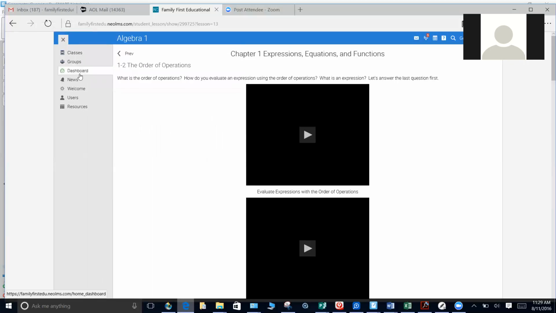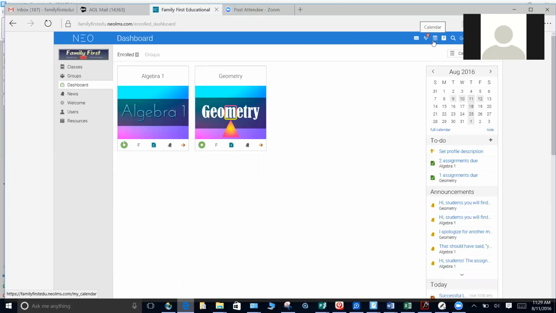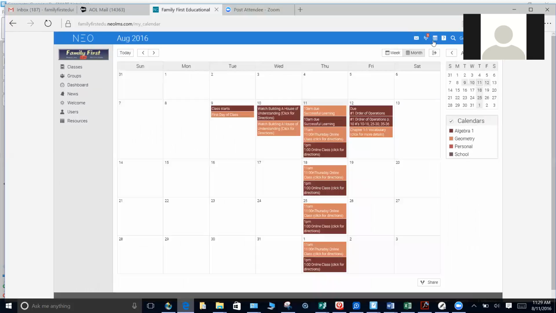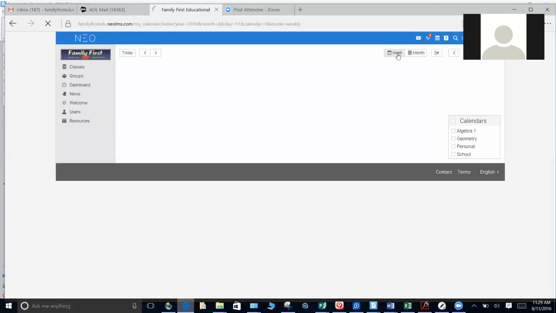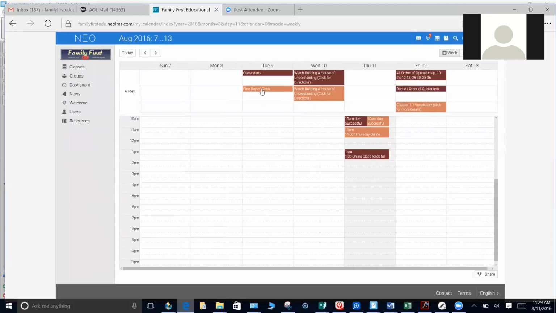Let's go back to dashboard, because what I was going to say earlier is that with your calendar view, if you have multiple classes, you can make it where you can see all classes on one calendar. Okay, and if you saw what I did, I just clicked on the calendar up there. There are different views, and your boxes are in the way, so I can't really see everything.